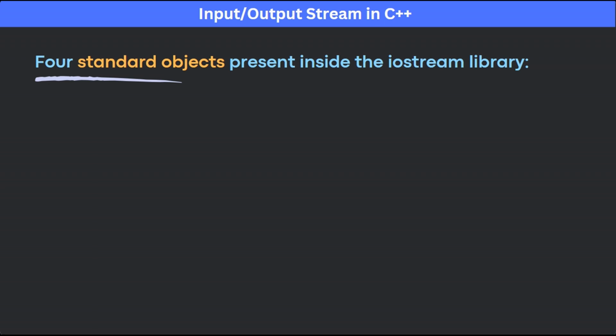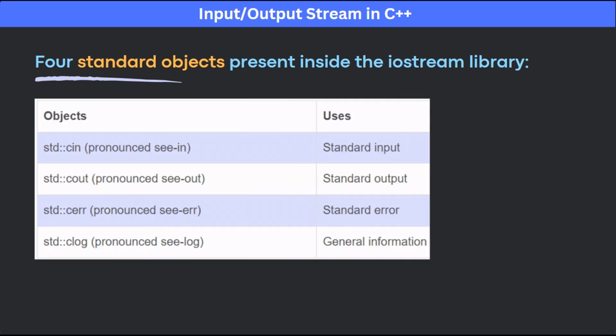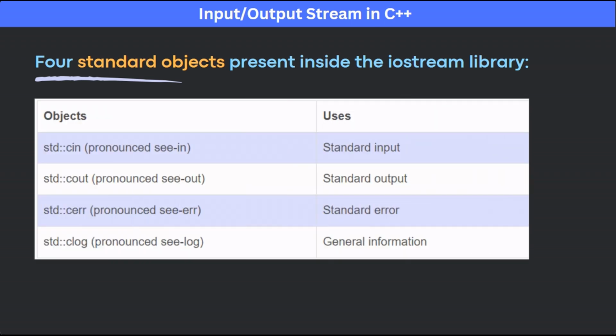So now let's understand the basic standard objects that are present in our iostream library. There are four standard objects that we use in our C++ programming language. Let's understand one by one. The first is std::cin, which stands for standard input. It is used to perform input operations, to take input from users. The next is std::cout, which is for the standard output. It is used to print the output on your console. The third is cerr, which is used to print standard error messages. The fourth is clog, which is used to print general information in your C++ program.